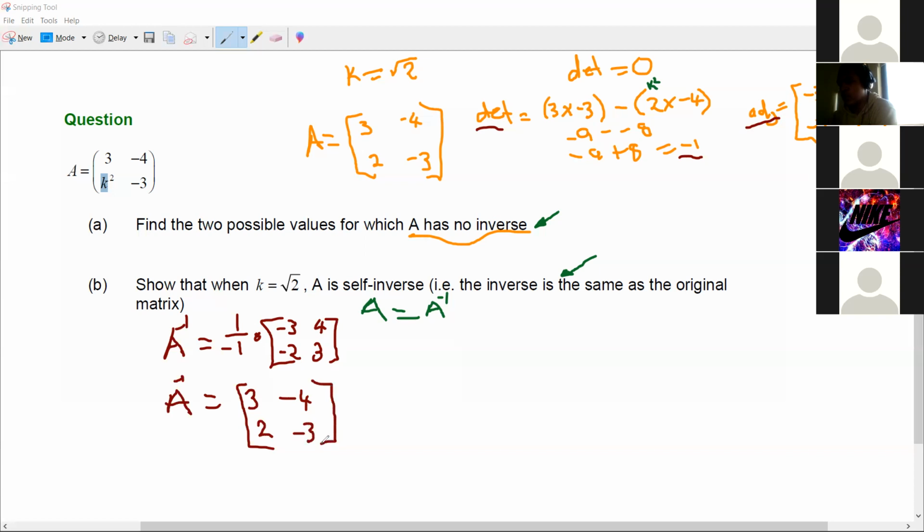And if you see, this inverse of the matrix is exactly the same as the original matrix over here. So the original matrix, which was A, is equal to 3, minus 4, 2, minus 3. So this is one of those questions where the inverse and the original matrix are equal to each other. So this is self-inverse, they are the same, okay? And that is basically what it's explaining.